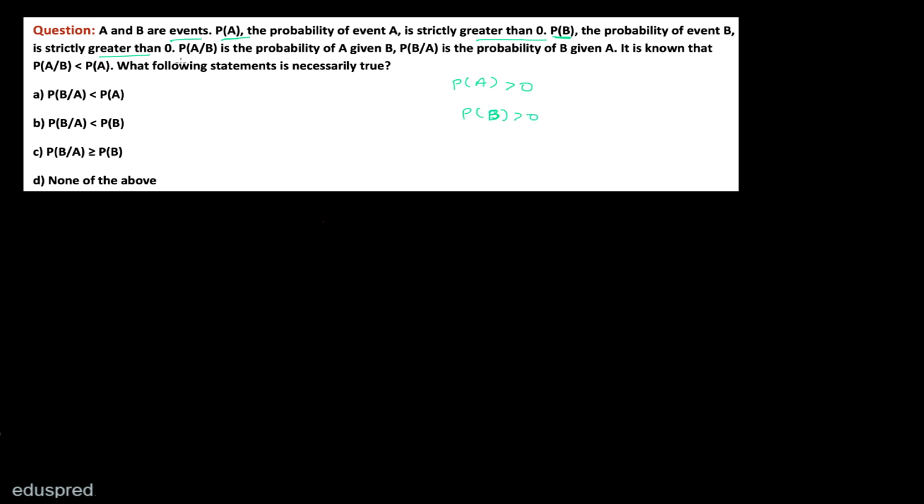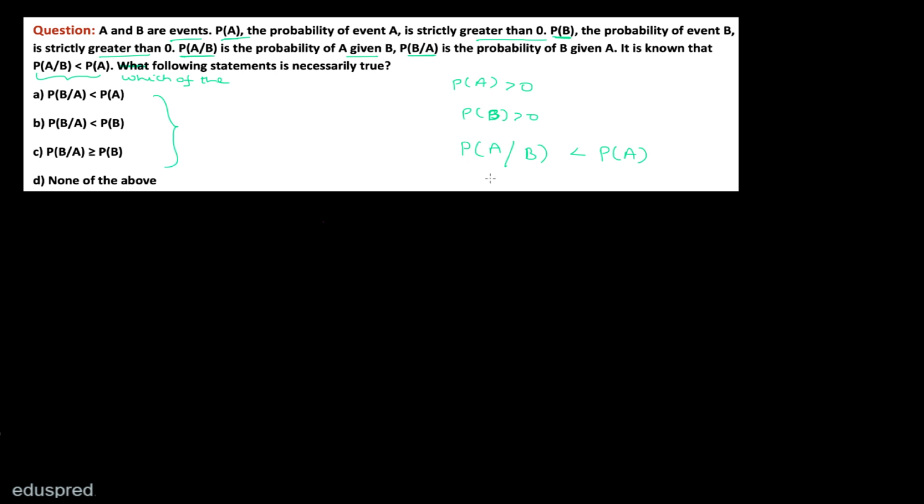And then we are given that this is the notation for the probability of A given B, and this is the notation for the probability of B given A. It is known that probability of A given B is less than probability of A. So we are given one more piece of information: probability of A given B is less than the probability of A. And we have to figure out which of the following statements is necessarily true. So I should have written "which of the following" over here. Okay, so that's what we have to figure out. And these are the four options that are given to us.